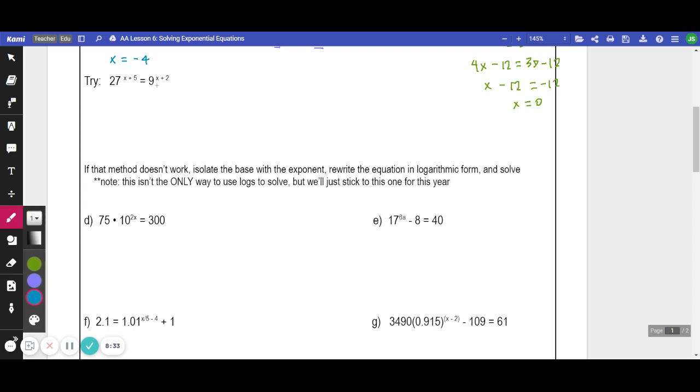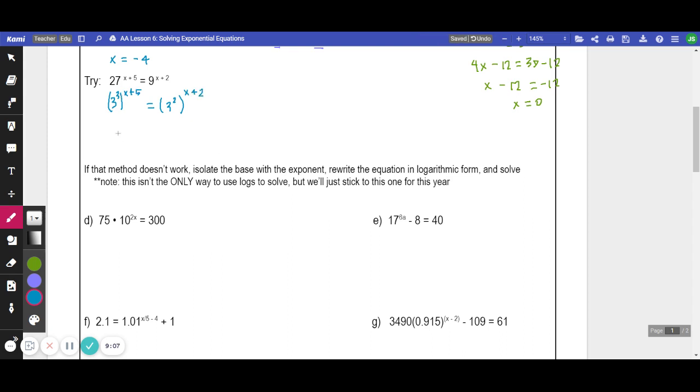Okay, so 27 and 9, they are odd. They're fairly small, so you would probably be smart to try a 3. So 27, I can rewrite as 3 to the 3rd. 3 times 3 times 3 is 27. And then we already had the exponent x plus 5 equals 9, we can change to 3 squared. And then we had the exponent x plus 2.